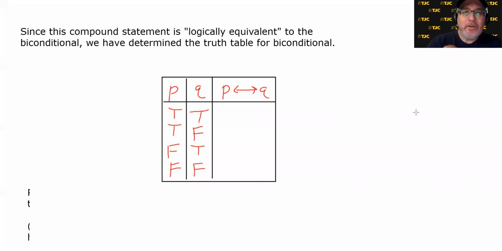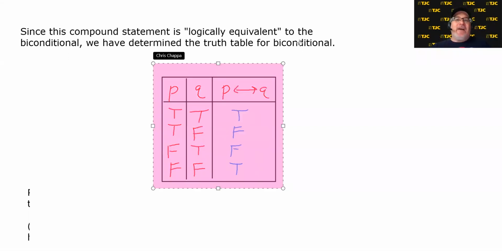But remember, the whole reason we did that truth table is because that compound statement was logically equivalent to the biconditional, which means that the truth values for the biconditional are the same as the truth values in the previous truth table. Without going back, they were T, F, F, T, and therefore I present to you the truth table for biconditional. This is the fifth and final basic truth table. It will be added to the list of truth tables that we have already for negation, conjunction, disjunction, and conditional.